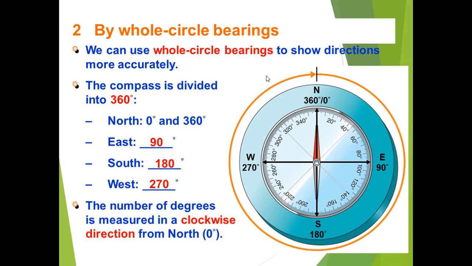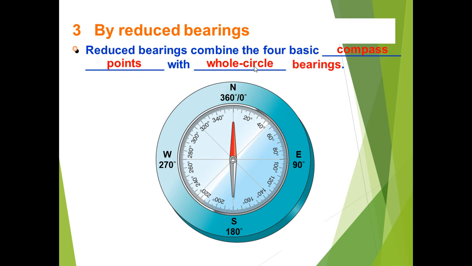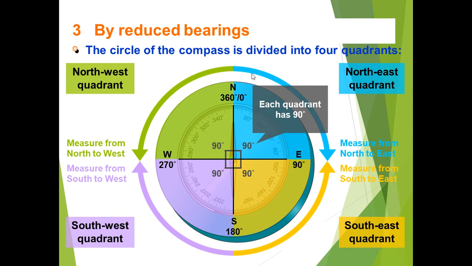So the most difficult one would be the last one, the reduced bearings, because it is less common. And actually, it's a combination of the first one and the second one. So we will use both letters and numbers to express the direction. So how to do it? Actually, the circle of the compass is divided into four different quadrants. They are called the northeast quadrant, the southeast quadrant, the southwest quadrant, and also the northwest quadrant. So for each quadrant, you won't find anything larger than 90 degrees.